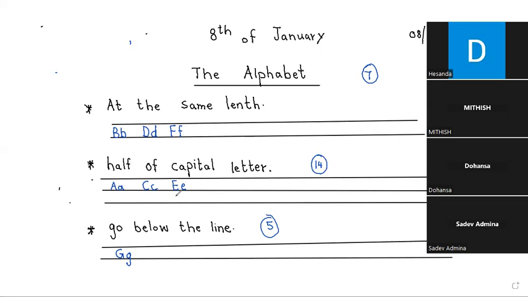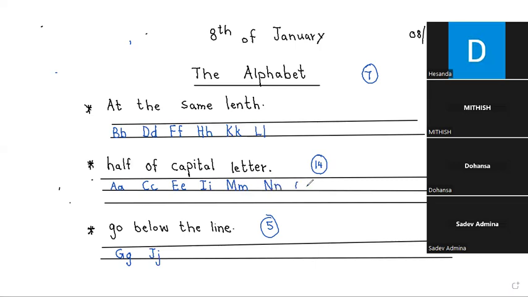Then here, we have written up to G. Then H, you know. They are at the same length, capital H, simple H. Then capital I and simple I, that is simple I is half of the capital I. Then capital J and simple J goes down. Simple J goes below the ruling, you cannot write it above. Right? Then capital K and simple K, they are at the same length. Right? Then capital L and simple L, also they are at the same length. Then M, simple M, half of the capital M. Simple N also the same, half of the capital N.